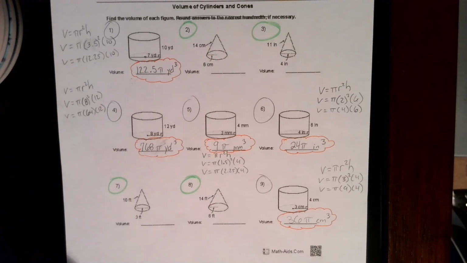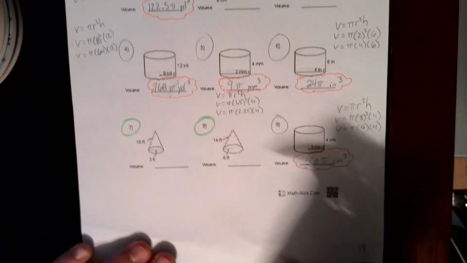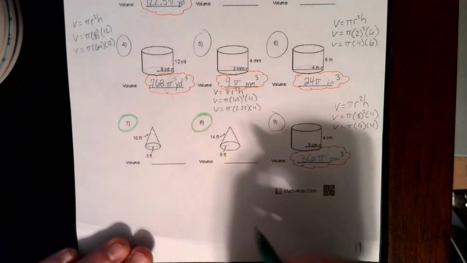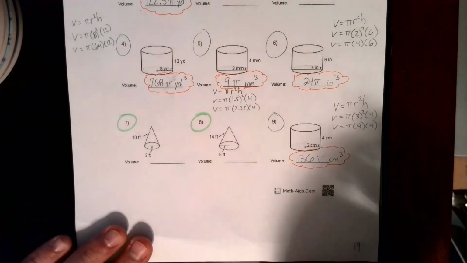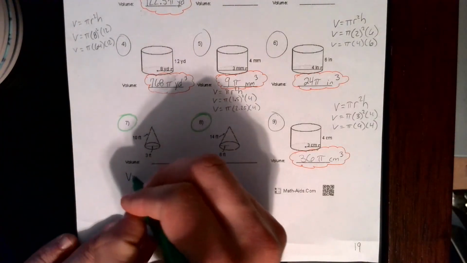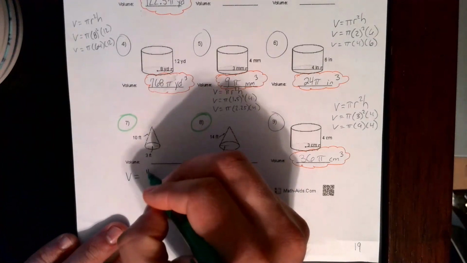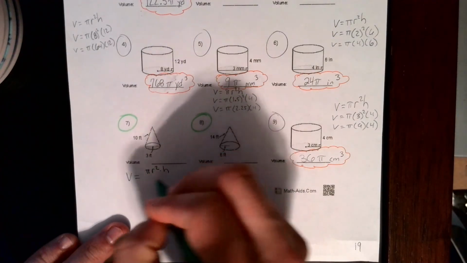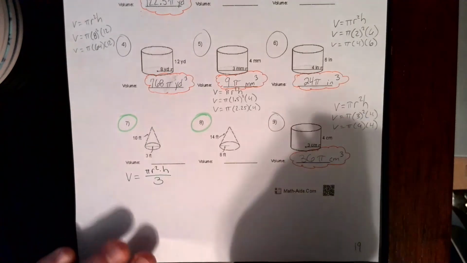Gotta find my green pen. Here it is. There's the green highlighter there. So let's do number 7 together. Just like the entrance test, let's give you one last problem to try on your own here for tonight. So the volume of a cone, always start by writing down the formula. Pi r squared h divided by 3.